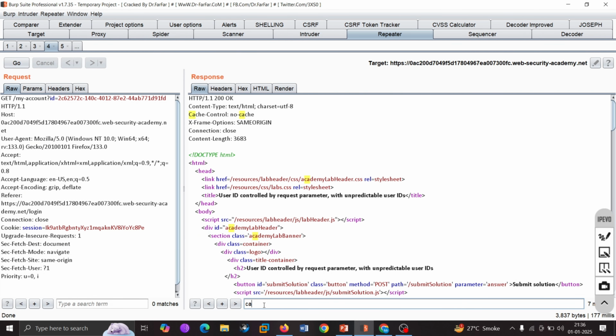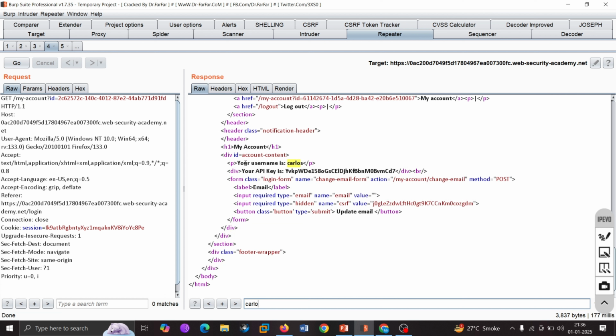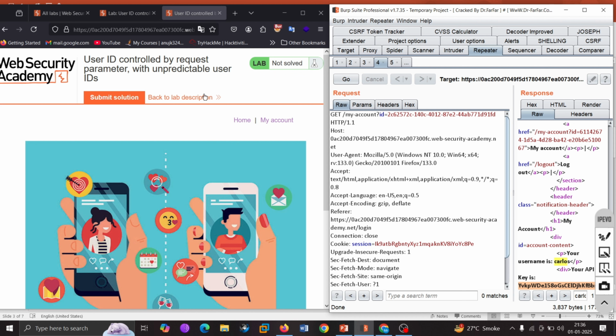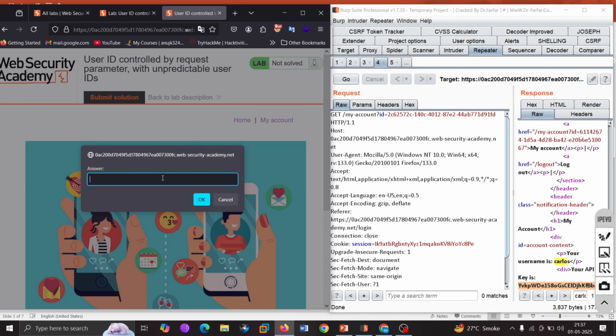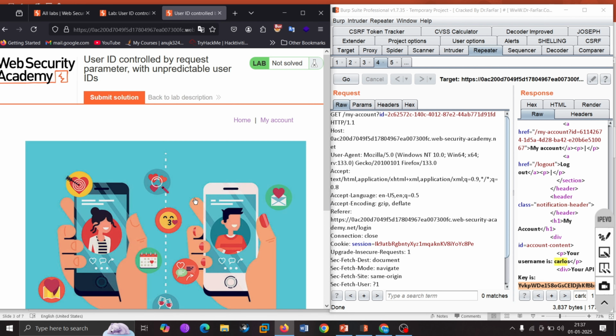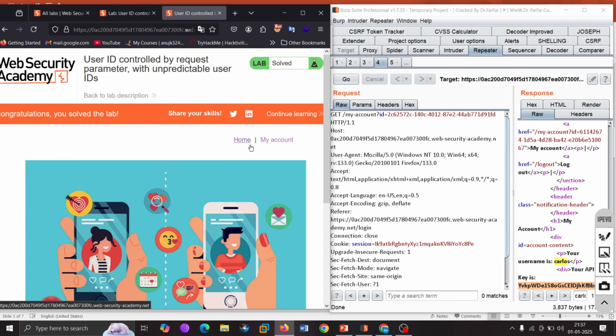So if we see Carlos over here, we can find the API key for Carlos, right? So we're going to go ahead and copy this, go to submit solution, post the API key and submit. The lab has been solved, right?